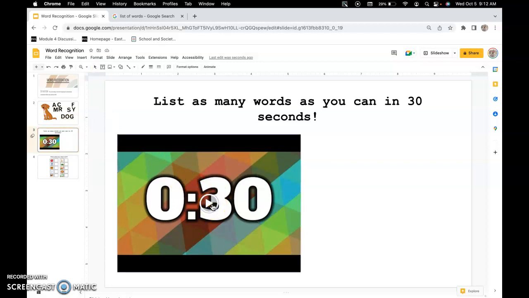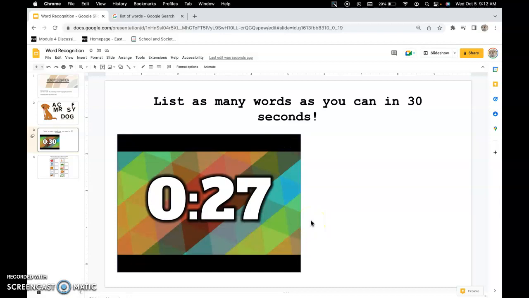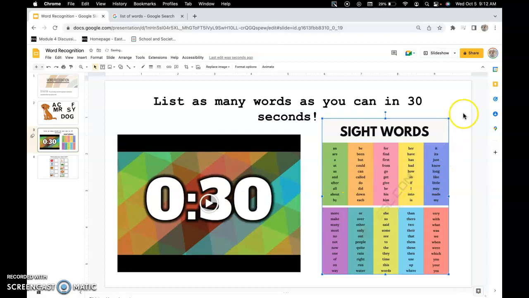A next one is to list as many words as you can in 30 seconds. So the teacher would set a timer for 30 seconds and just tell students to write down words. It actually won't let me edit on the screen while the timer is going, so I just have an example here of a screenshot of example words that would be correct.